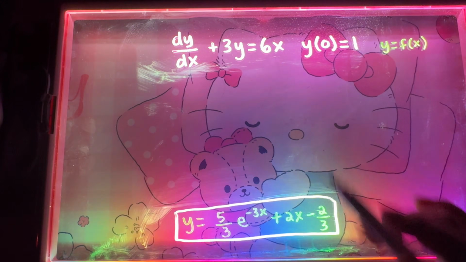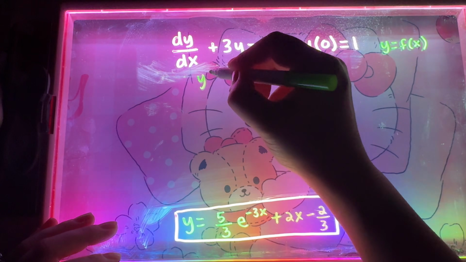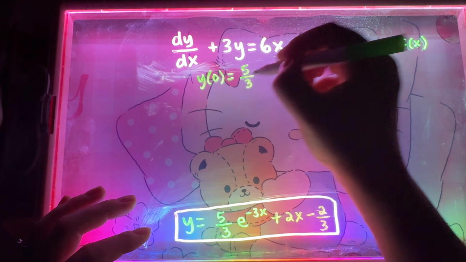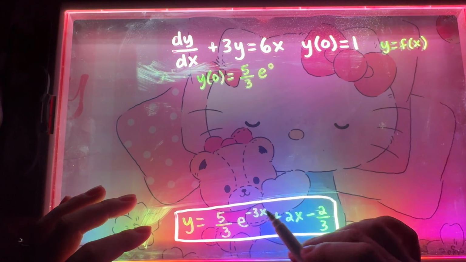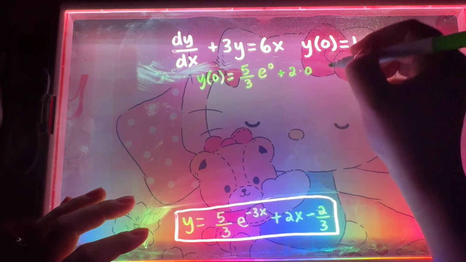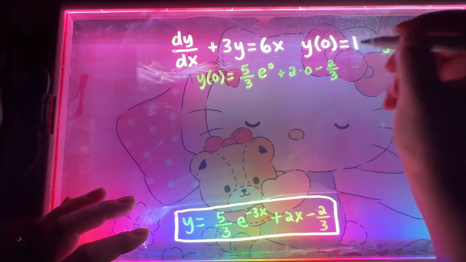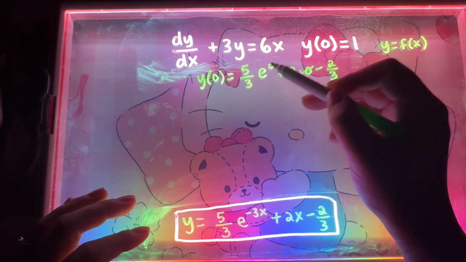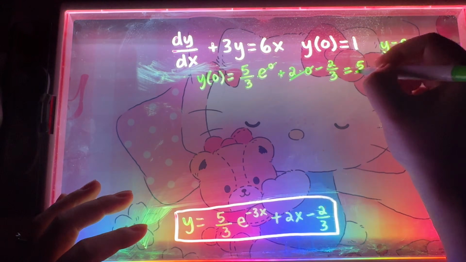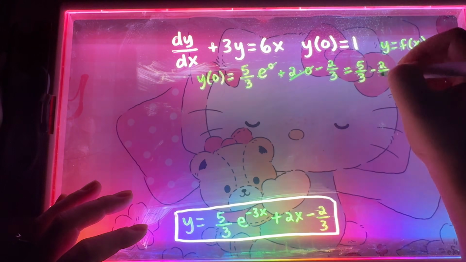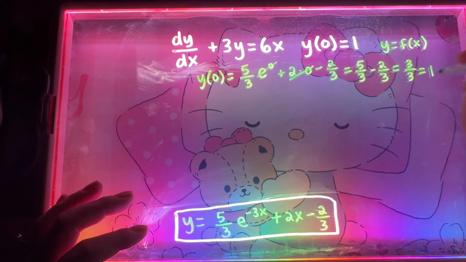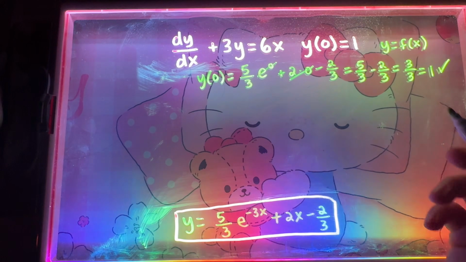So y of 0 is 5/3 e to the 0. Negative 3 times 0 is 0, so e to the 0, plus 2 times 0 minus 2/3. So this will go away. E to the 0 is 1. So we have 5/3 minus 2/3, which is 3 over 3, which is 1. So good. That part is fine.